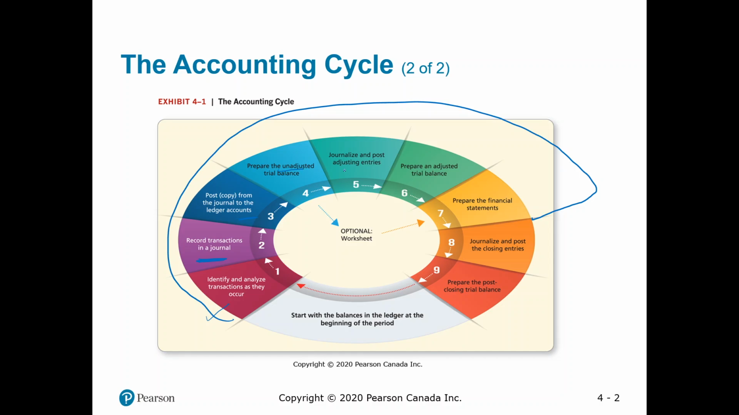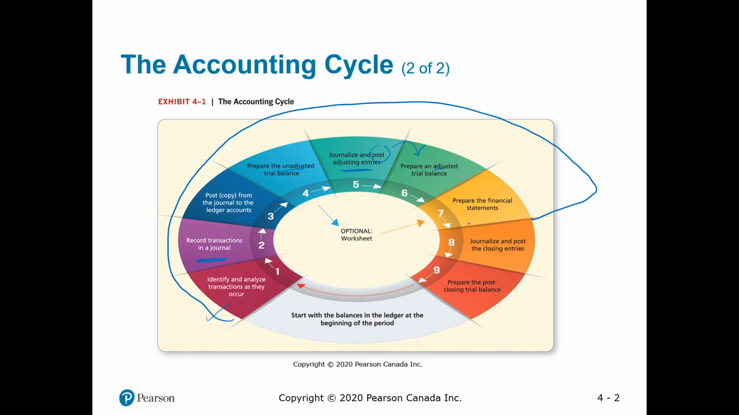Next, in chapter 3, we went through journalizing and posting adjusting journal entries. So where we needed to update our revenues and expenses at the end of the month. We then prepared an adjusted trial balance. So once we posted all of our adjusting entries, we updated those T accounts and created this new adjusted trial balance. We then used that to prepare the financial statements.